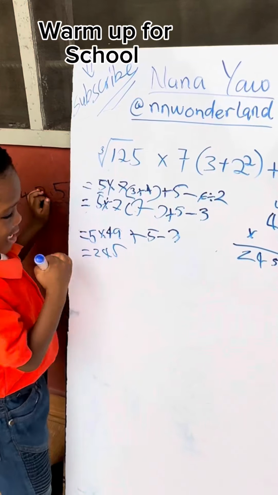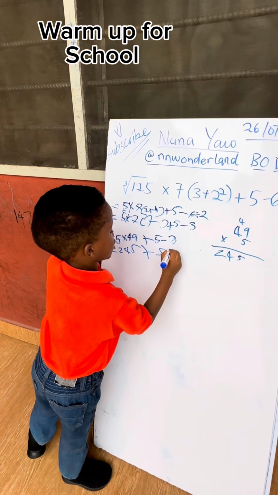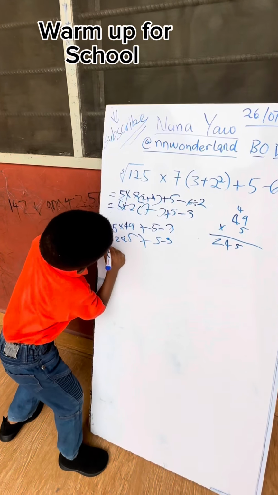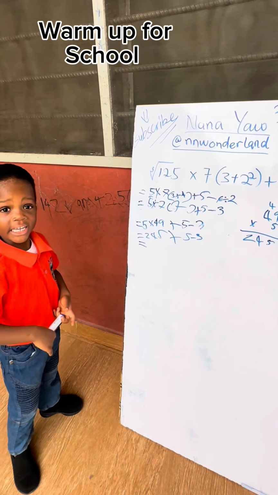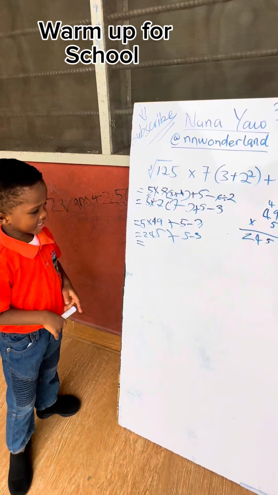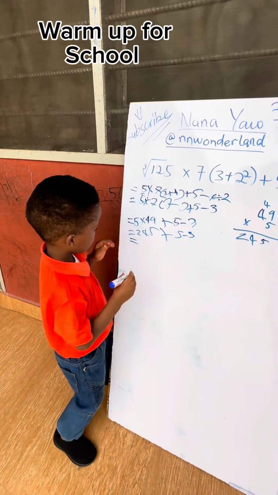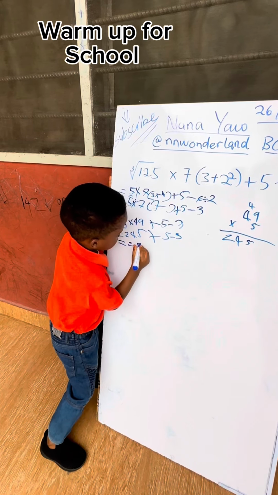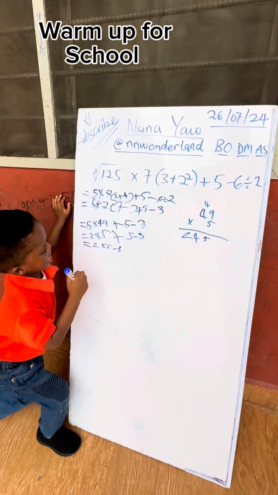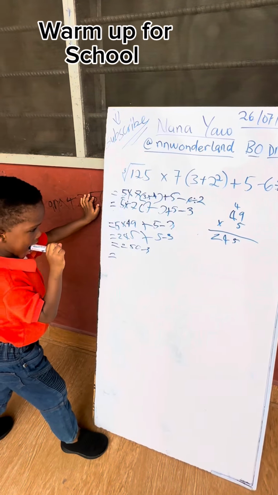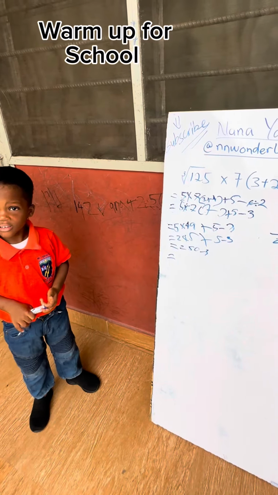255 plus 5, 93. Equals to 253 plus 12. That's what? 250. Minus 12. Equals to 257. Good.